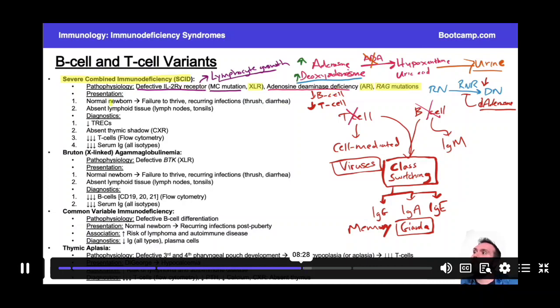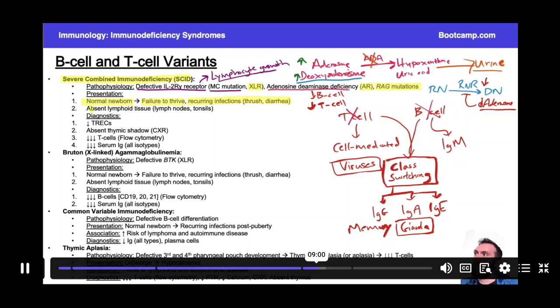Now, how does this present? Normally, in a lot of these different pathologies, we're going to have a normal newborn. Why is that? Because remember, the IgG antibodies can cross the placenta, so you can still have mom's antibodies as a newborn and fight off some of the infections because of what you have from mom. But over time, those antibodies have a half-life and are eventually going to start to come down. And so these children will often have failure to thrive and recurrent infections. Typically, this is going to be a younger patient, around 6 to 12 months of age when this initially gets diagnosed.